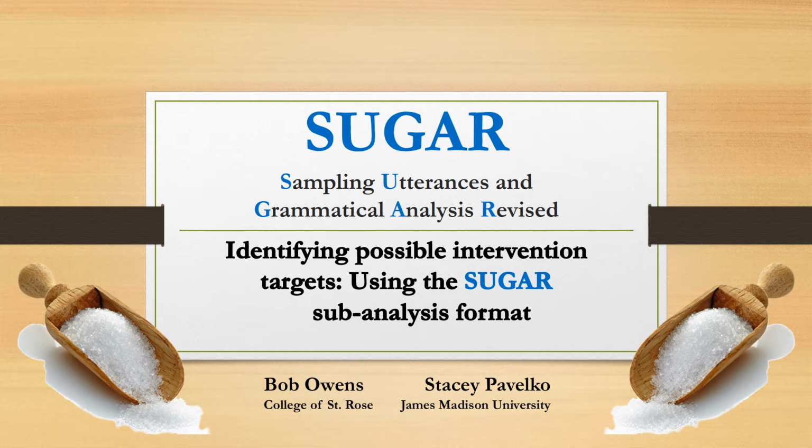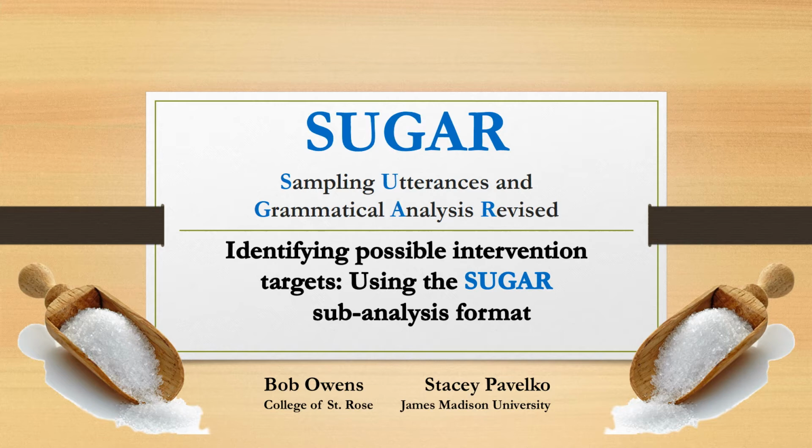Welcome to Module 7, Identifying Possible Intervention Targets Using the SUGAR Subanalysis Format. Once you suspect that a child has a language impairment, you want to verify this through other assessment tasks, such as standardized language testing. Within SUGAR, you want to do two things. First, support your suspicion of possible language impairment by looking more deeply. And second, if you believe a language impairment exists, you want to identify possible intervention targets.